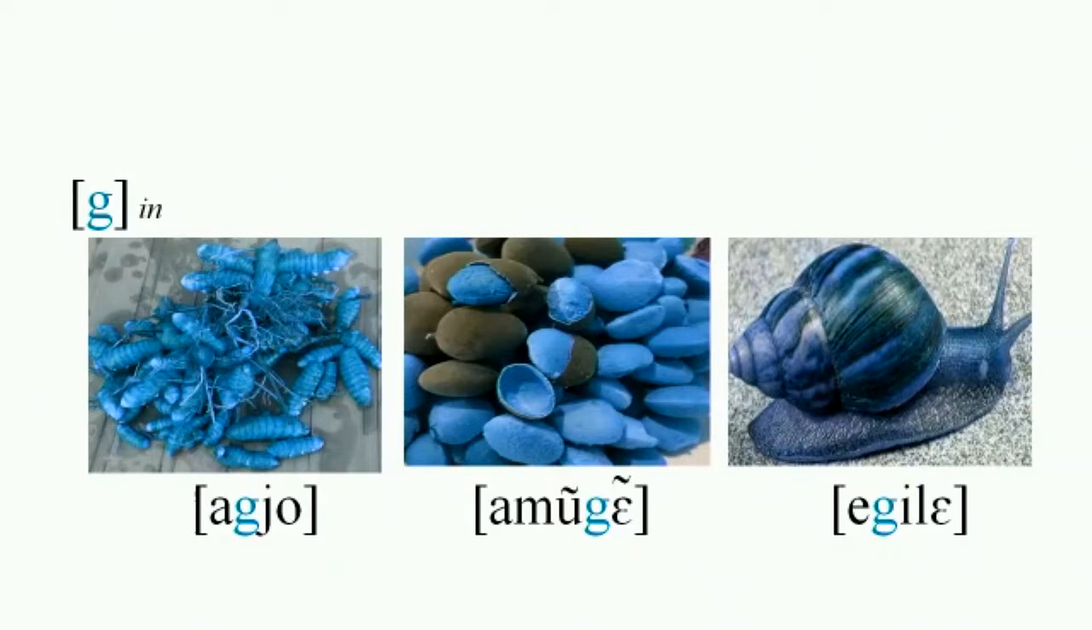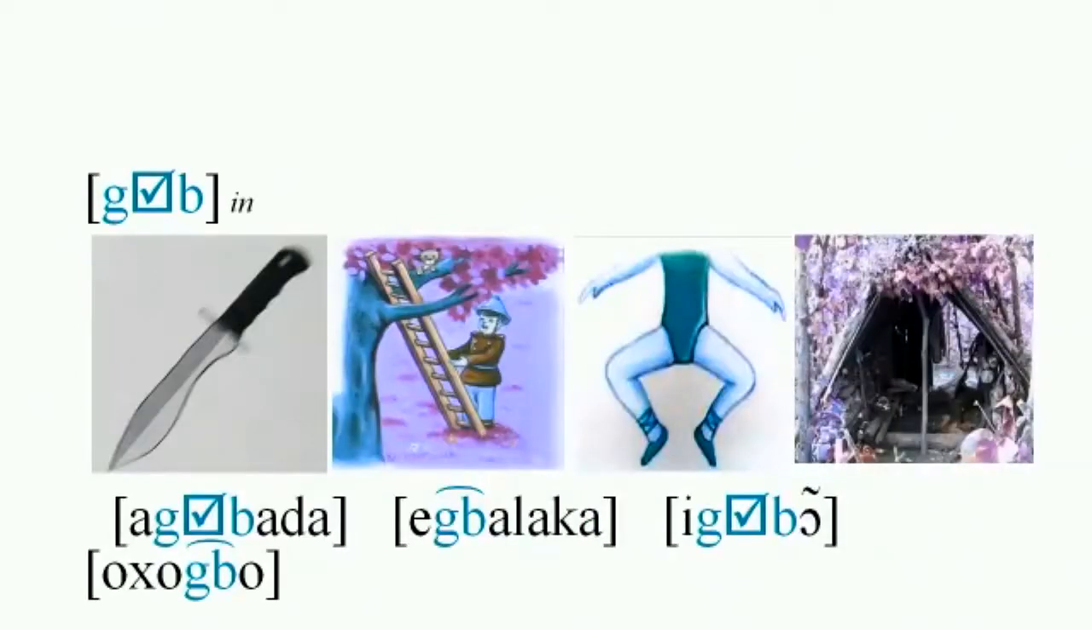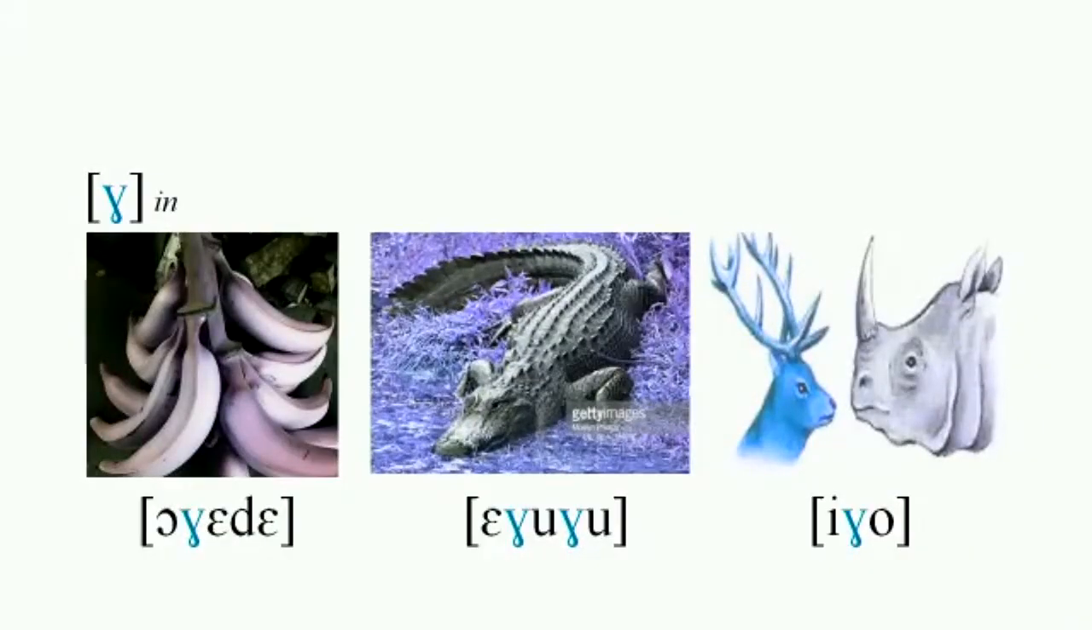The consonant B in Agada, Ebalada, Igbo, Ohobo. And the consonant V in Odede, Ehu, Igbo. So you have the pictures of all these things displayed there.